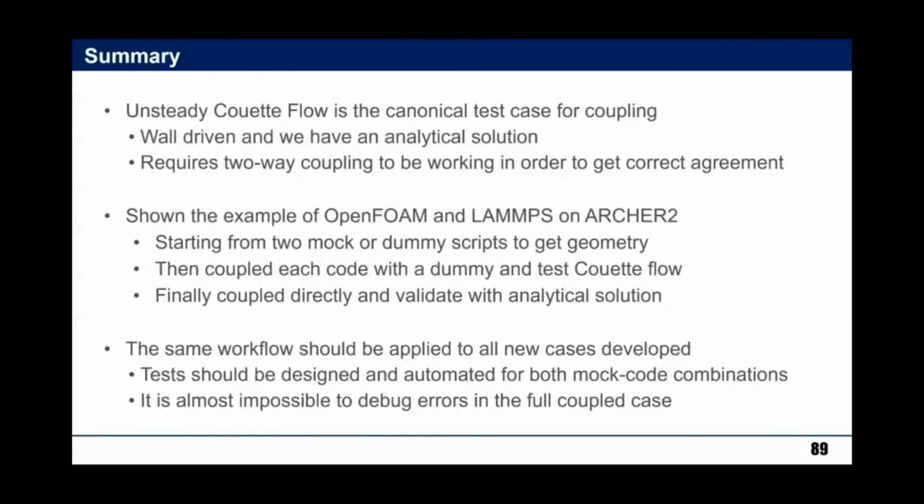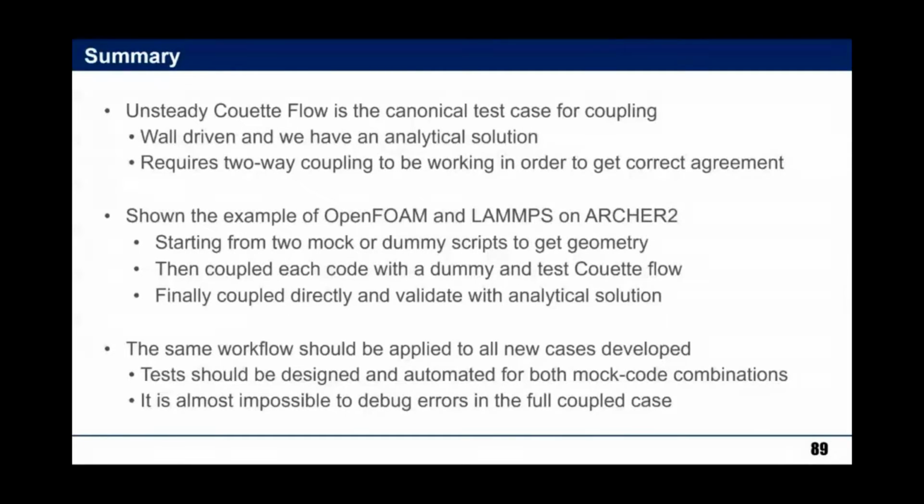I've talked about unsteady Couette flow as the canonical test case for coupling. It's nice because it's wall driven and we have an analytical solution for it, and you can drive either side of it. It requires two-way coupling to be working in order to get the correct agreement with the analytical solution. And so I've shown this way of working where we start from two mock or dummy scripts to get the geometry, and then we gradually build up in complexity with the dummy and OpenFOAM, then LAMMPS and dummy, and then finally putting the two together. And in doing that, you eliminate the potential sources of error along the way.